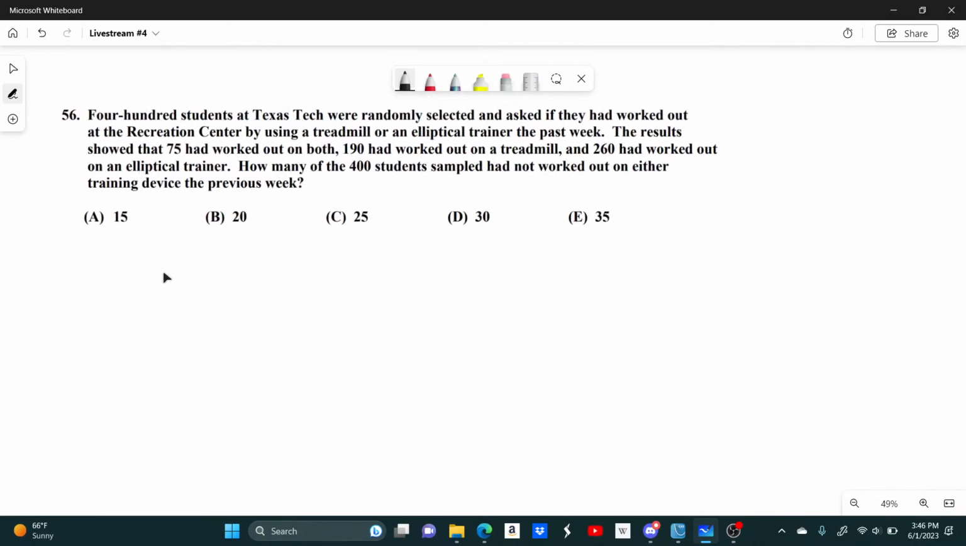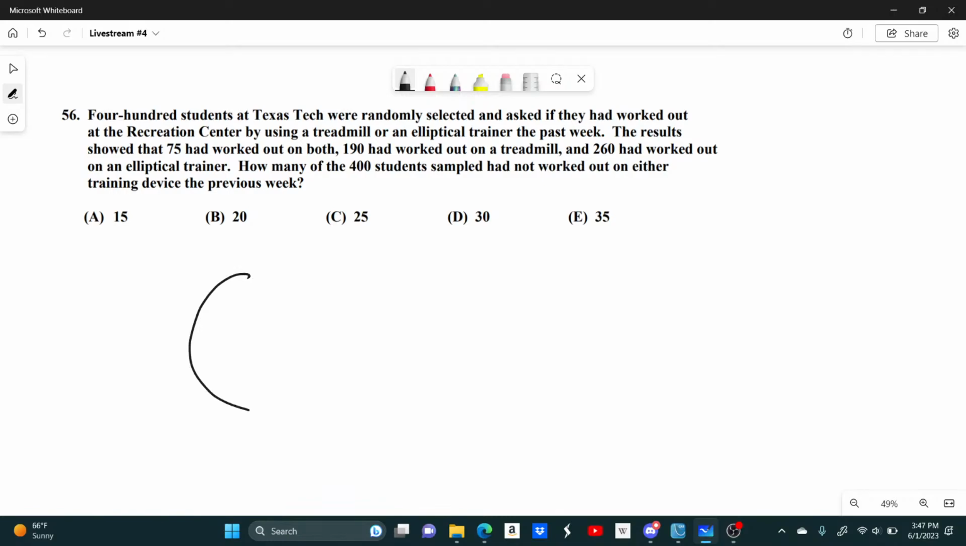All right, let's see. 400 students at Texas Tech were randomly selected and asked if they had worked out at the rec center by using a treadmill or an elliptical the past week. The results showed that 75, okay, so it says that 75 had worked on both, 190 worked on the treadmill, 260 had worked on the elliptical. How many did not work on either?